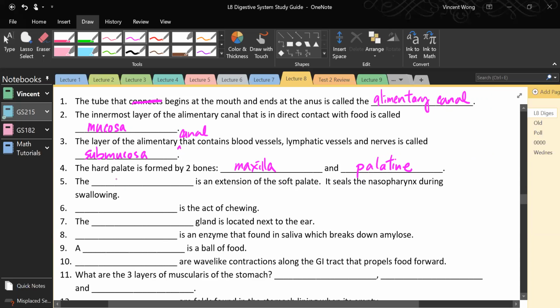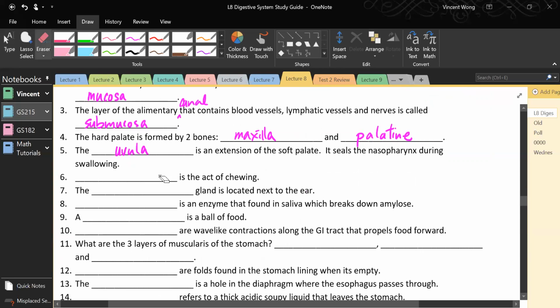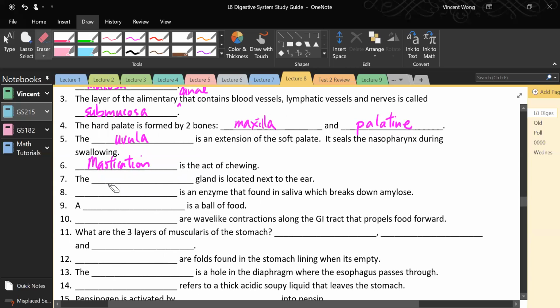Number 5, the uvula is an extension of the soft palate. It seals the nasopharynx during swallowing, so the food's not going to go up to your nose. The fancy word for chewing is mastication, the act of chewing. Now, this one we also did in the poll. The parotid gland is located next to the ear.